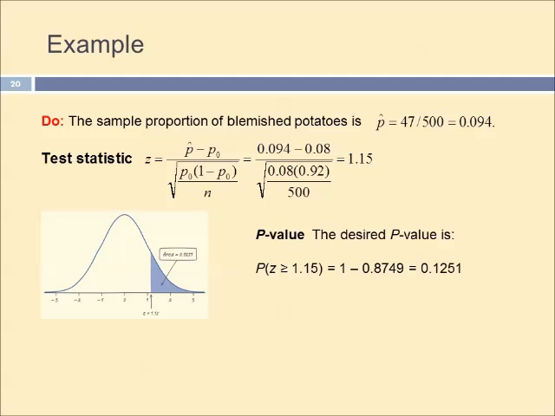To find the p-value, we're looking for the area associated with a z-score of 1.15 or greater. From the normal distribution table, we find that the area to the left of z equals 1.15 is 0.8749. So we want the other side of that. 1 minus that is 0.1251.